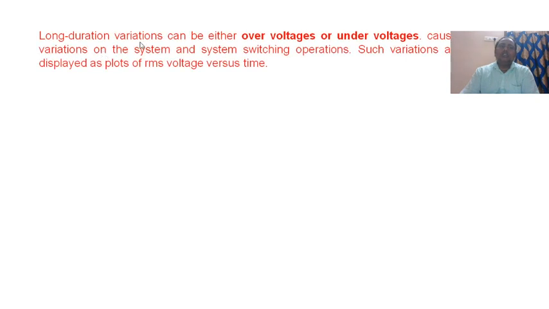Long duration variation can be either over voltages or under voltages caused by load variation, sudden fluctuation in a load. A sudden increase or decrease of load causes long duration voltage variation on the system, as do system switching operations. Such variations are typically displayed as plots of RMS voltage versus time.